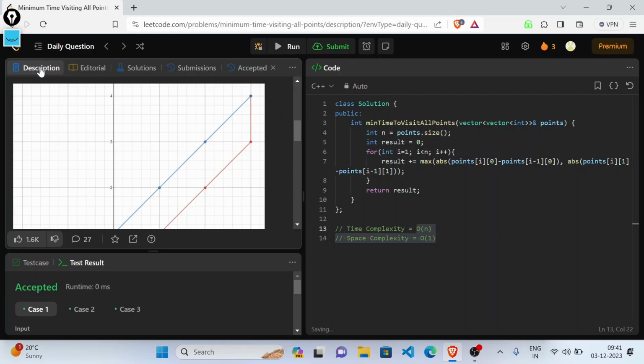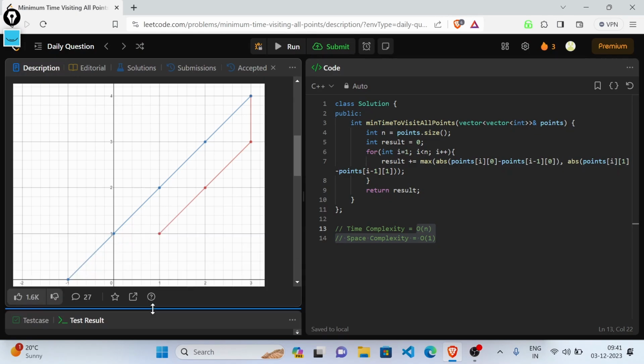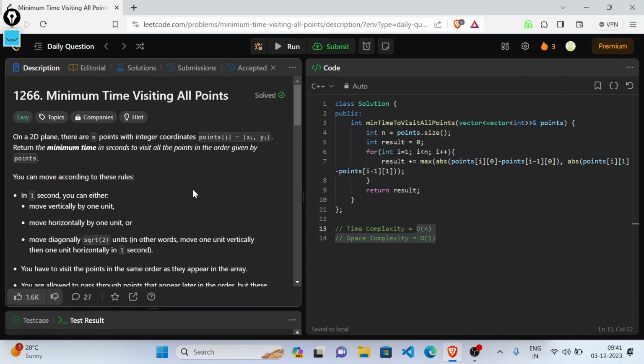I hope you get this question. This was a very easy question, based on very basic maths which we have studied in our earlier classes.